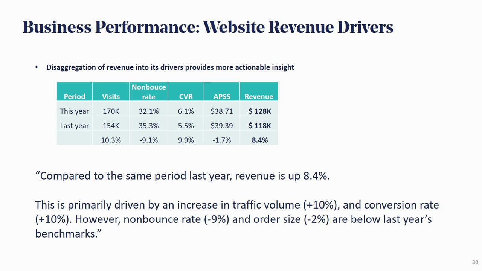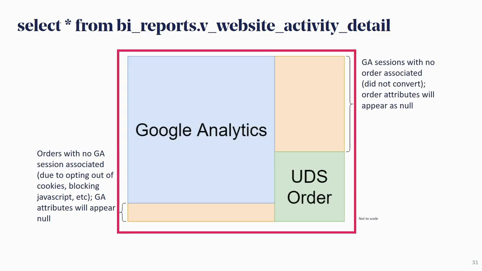So this 8.5% increase is primarily driven by strength in traffic and conversion. However, non-bounce rate and order size are below last year's benchmarks. So this all of a sudden points your business partner in a direction where they can take action and have opportunity to optimize. And this is why we need the whole full hybrid data set.